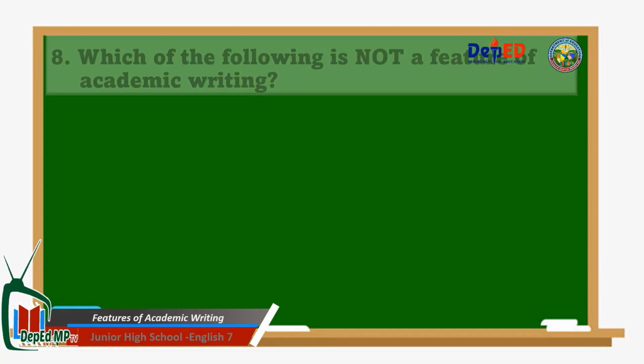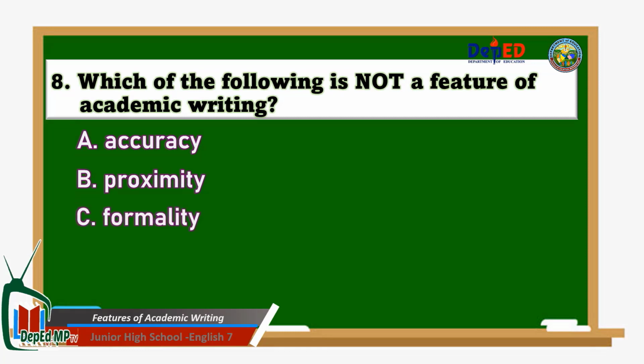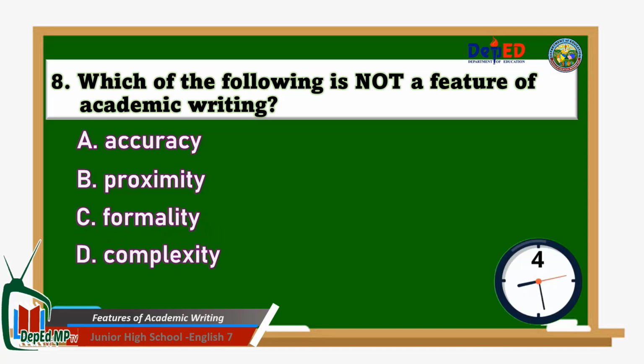8. Which of the following is not a feature of academic writing? A. Accuracy. B. Proximity. C. Formality. D. Complexity.